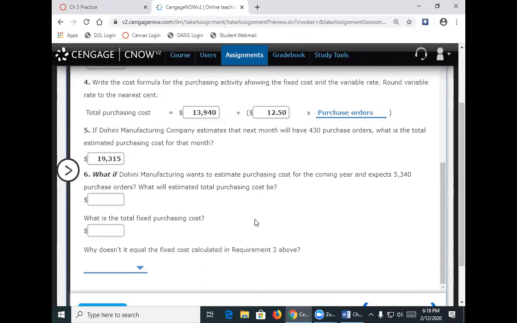So they've given us the total number of purchase orders. So that 5340 will still be multiplied by 1250 to get the total variable cost. But this fixed cost, this 13,940, is only for 1 month. So to get the total yearly, I would take the fixed cost of 13,940 times 12 months. Then I would add in the 1250 times 5,340. Since it's for the whole year, we need to multiply our fixed cost by 12 to get 12 full months' worth.